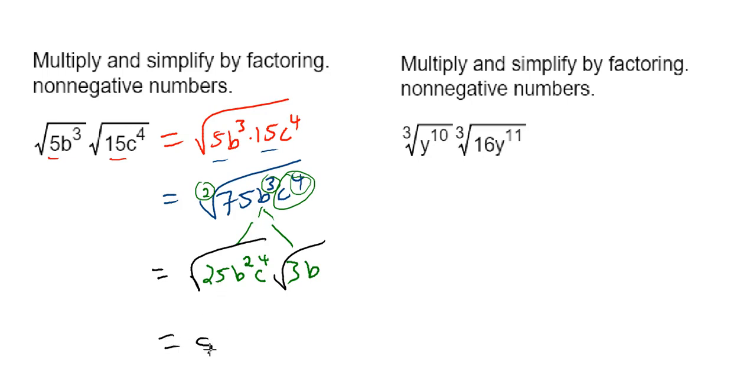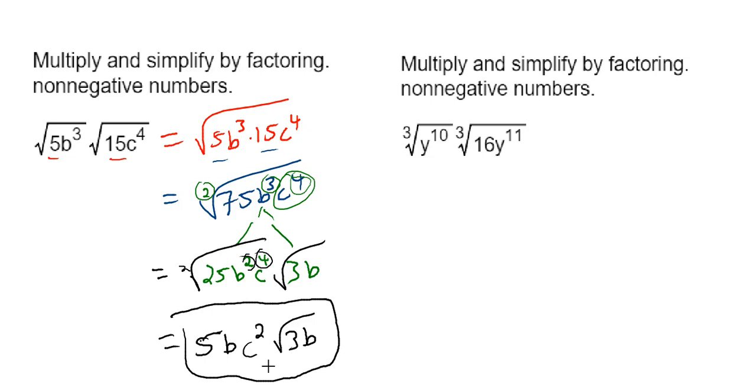The square root of 25 is 5. The square root of b squared is b, right? Because again, 2 divided by 2 is going to give me 1, b to the 1st power. And then c to the 4th power, the square root of that, again, we'll take 4 divided by 2, which is going to give me 2. And then the square root of 3b gets copied down because nothing in it simplifies, and that'll be our final answer.